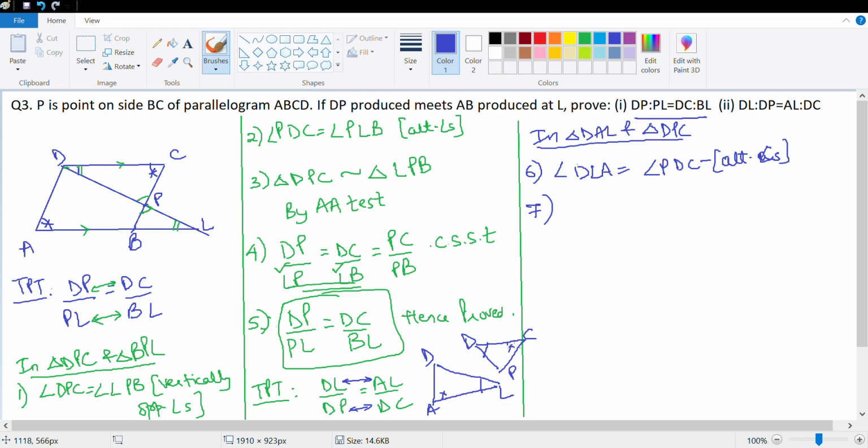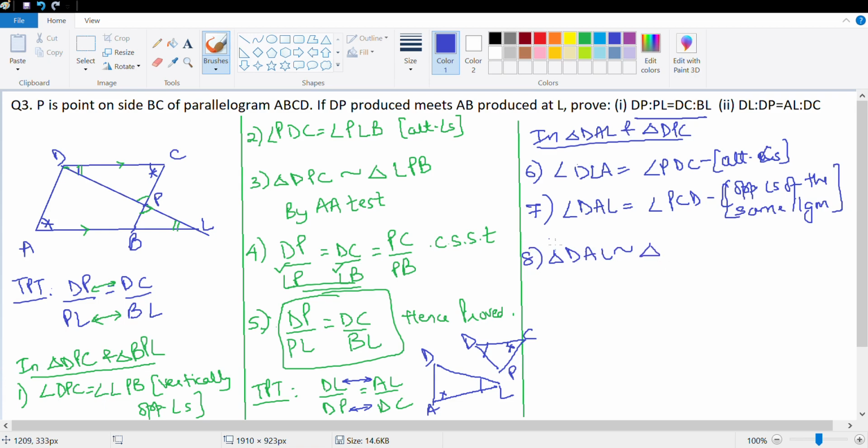Let's write this down. Angle DAL is equal to angle PCD. This is opposite angles of the same parallelogram. Done. So we've got two angles equal, which means triangle DAL is similar to triangle. Let's see the correspondence. Angle D here corresponds to angle P, angle A corresponds to C, and that leaves D here. So this is by AA test. What it means is DA upon PC is equal to DL upon PD is equal to AL upon CD.